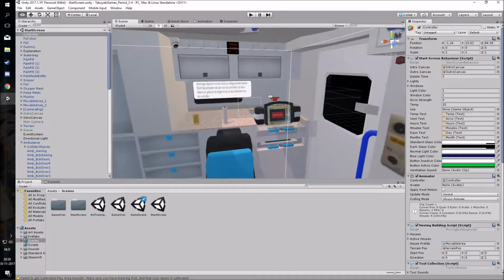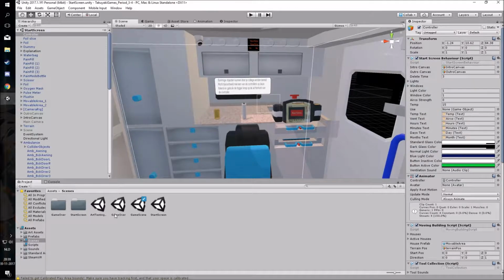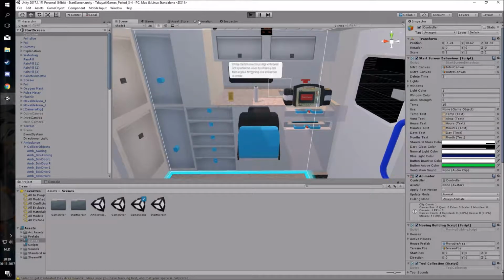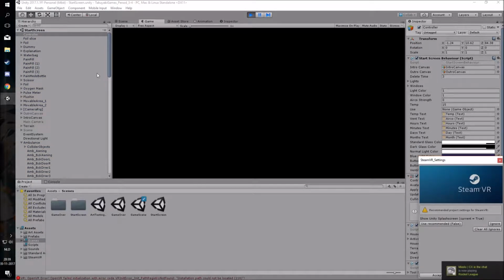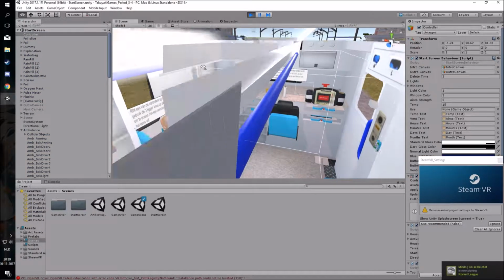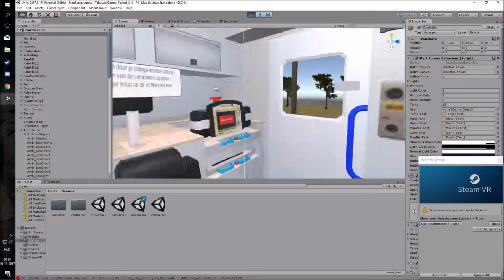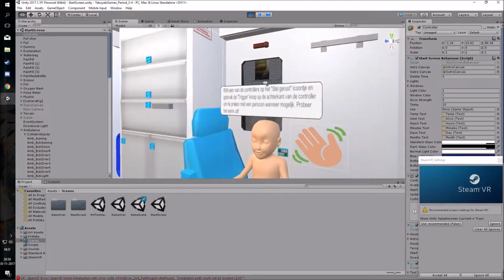But yeah, so we have 2 scenes, or actually 3 to look at: the game scene, the story scene, and the game over scene. Let me just play the game right here. It takes a little bit to load because it's actually a virtual reality game. As you can see right now, we are moving. That was not too hard to make.